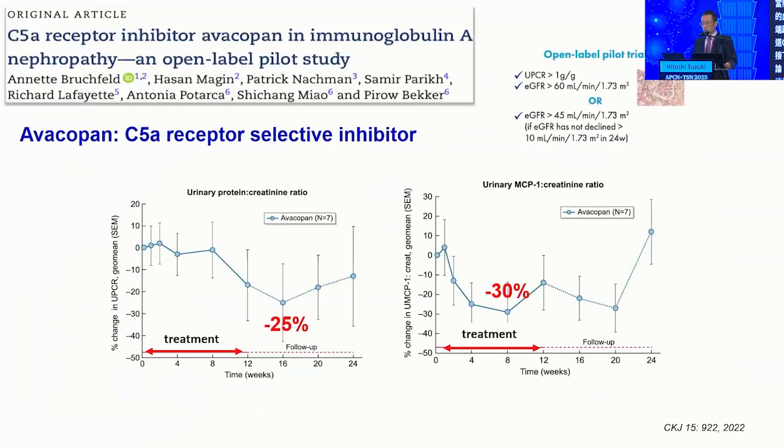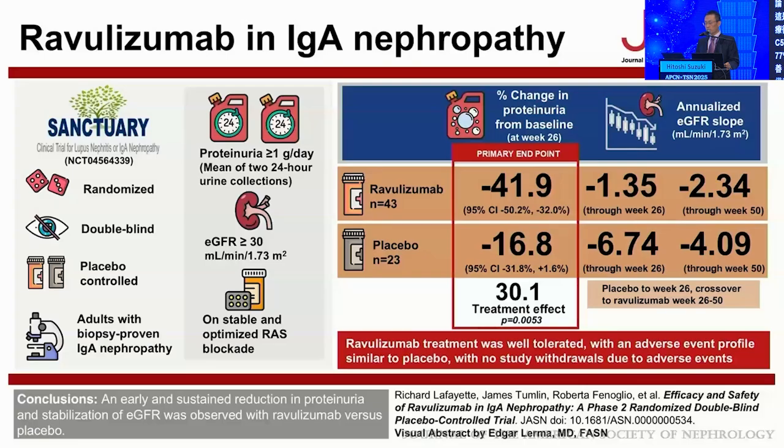Avacopan is a C5a receptor selective inhibitor. This is open label pilot study data. After treatment with avacopan, the proteinuria reduced by 25%, and the urinary MCP1 levels decreased by about 30%. Just recently, the data for ravulizumab was published in JSON. After the treatment with it, the proteinuria reduced by about 42%. And if we think about the eGFR slope compared with the placebo group, it maintained the eGFR slope.